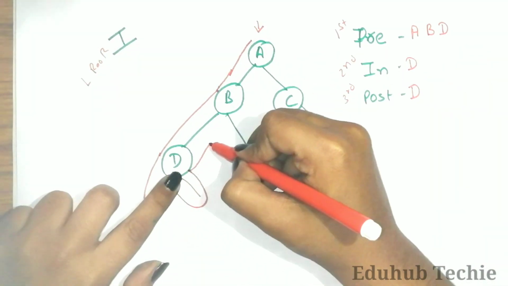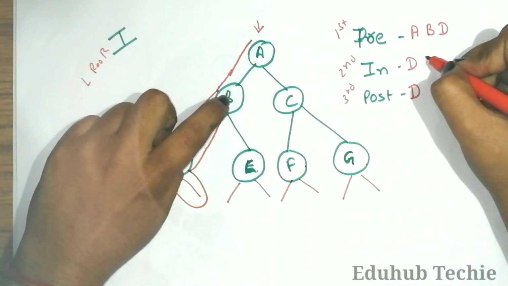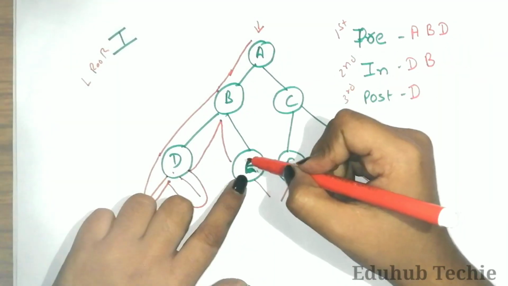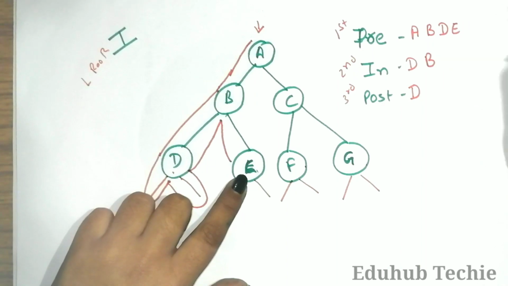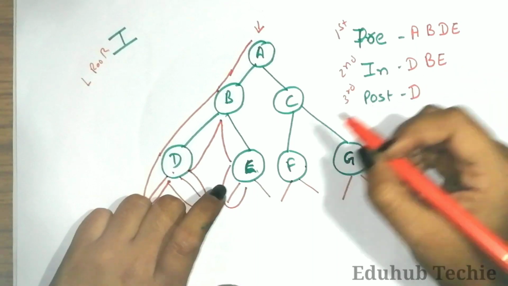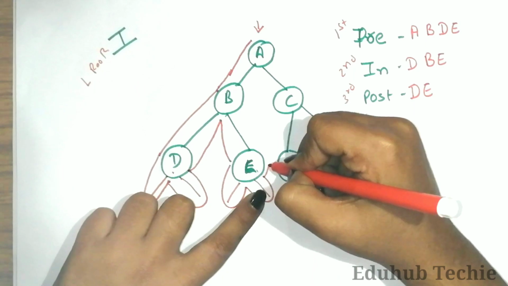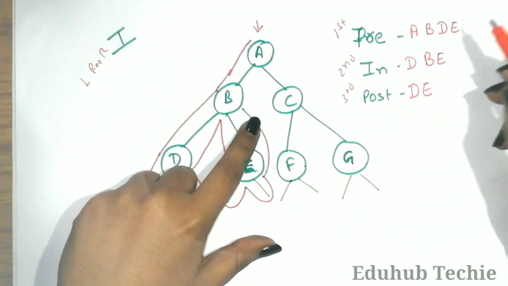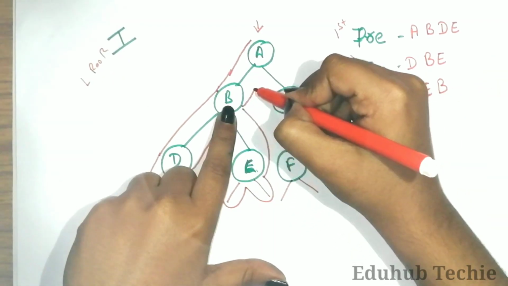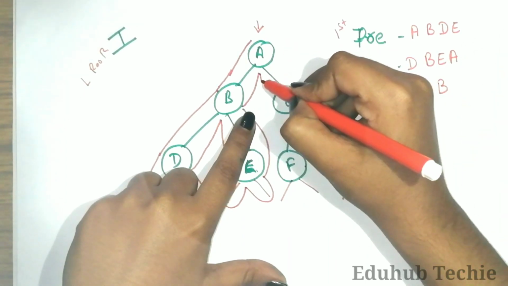Okay, again we'll move to B, and for the second time we have come over here, so it will be in-order. Okay, then there E is where for the first time we are visiting, so it is pre-order. Okay, again we are visiting this, so it is in-order, and again for the third time, so it is post-order. Okay, again we'll visit B. We have visited for the third time, so it is post-order. Okay, then we'll come to A for the second time, so it is in-order.